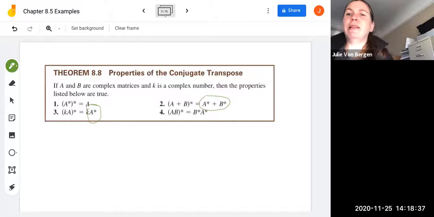And then the product AB conjugate transpose is B conjugate transpose multiplied by A conjugate transpose. And that's because that's how the transpose property works for matrices. So the conjugate keeps that same order going.